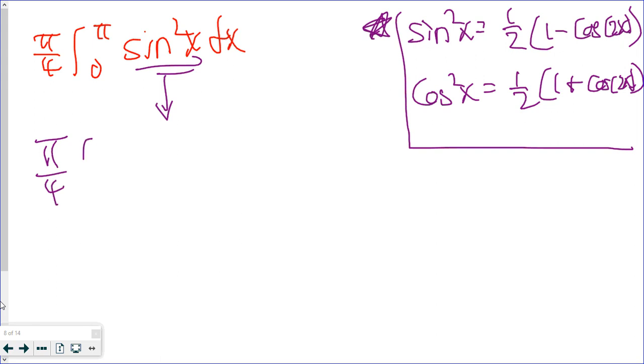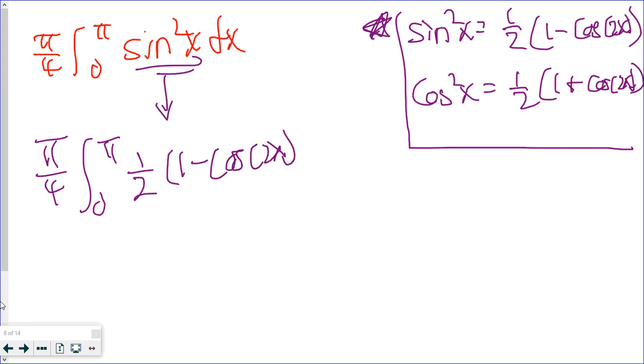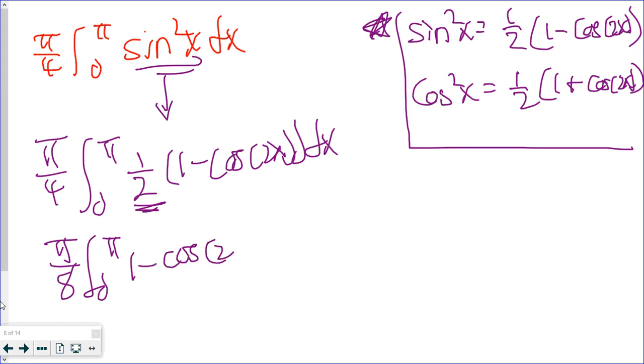What we have is the integral from 0 to pi. And instead of sine squared, I'm going to have 1/2 times (1 minus the cosine of 2x) dx. And I can integrate that all day. First things first, though, I would like to take out my constant 1/2. So 1/2 times pi over 4 is pi over 8, times the integral from 0 to pi of 1 minus cosine of 2x dx.